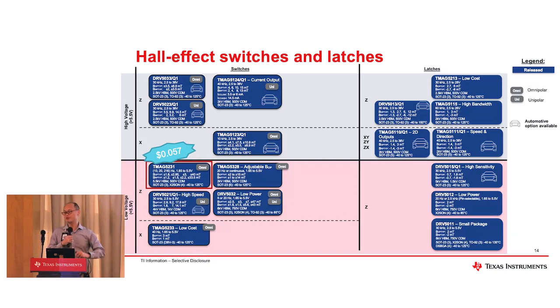And if you cannot remember which one to use, remember this one, the main one here. It's only 6.6 cents. That's how cheap we can make a position sensor. A Hall effect magnetic switch. But if you want all the other options, such as low voltage or high voltage, switches, latches, unipolar or bipolar or omnipolar devices, we have a full selection for you.